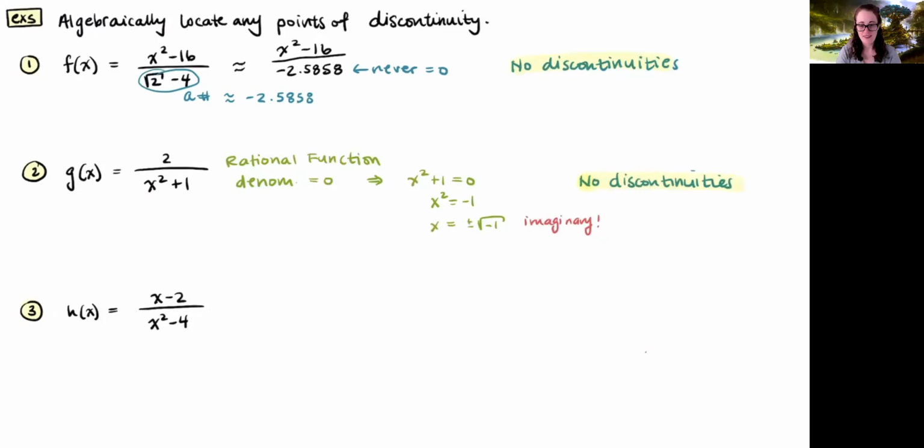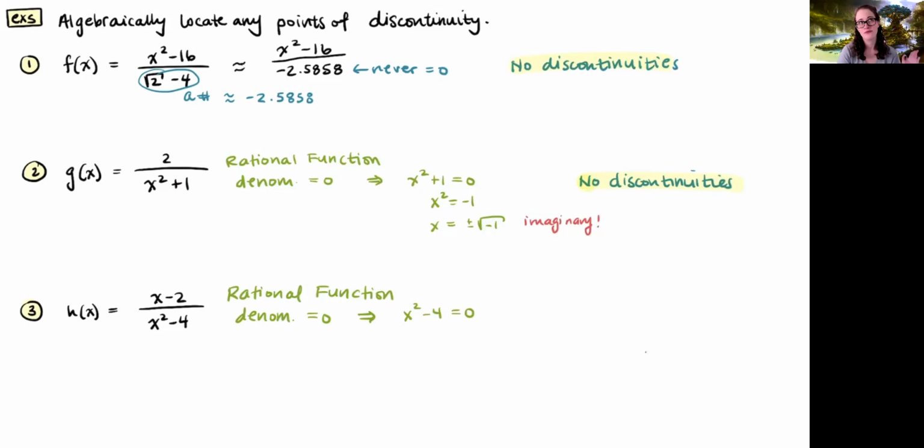In example 3, we have another rational function. This one's got x's up top and x's in the bottom. So this is again a rational function. And so we want to figure out where the denominator is equal to 0, because that's going to give us some discontinuities if it can happen. So we're going to set x squared minus 4 equal to 0 and solve for x. We can just ignore the numerator completely. It doesn't play any role in determining just straight up points of discontinuity.